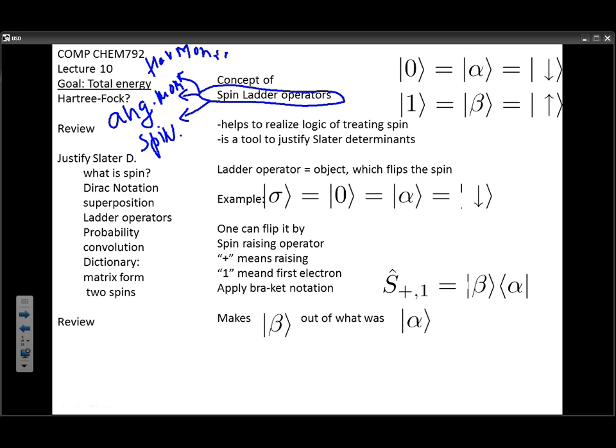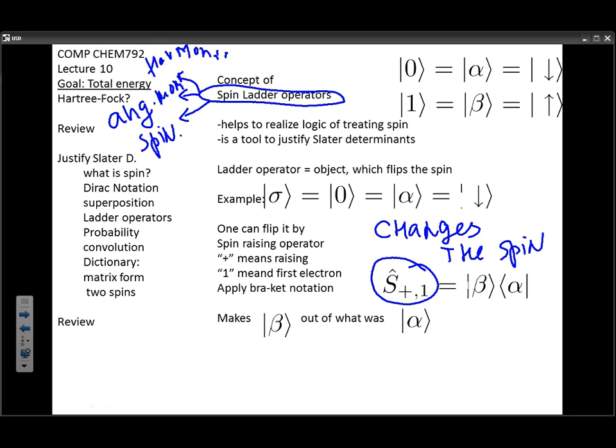So we are introducing the object which changes the spin. So we want to make it up if it was down, right? And we are trying to compose this object by using Dirac notation.